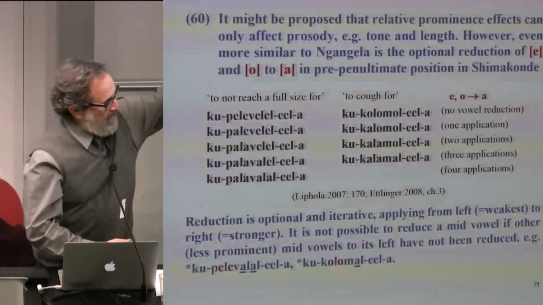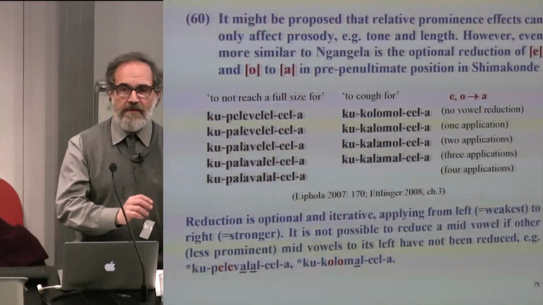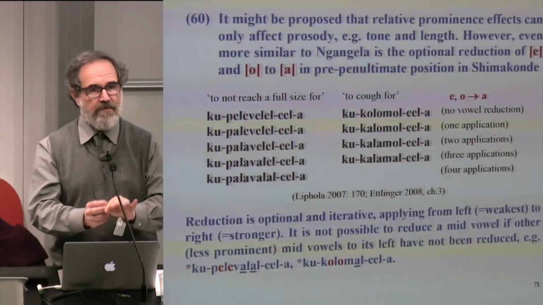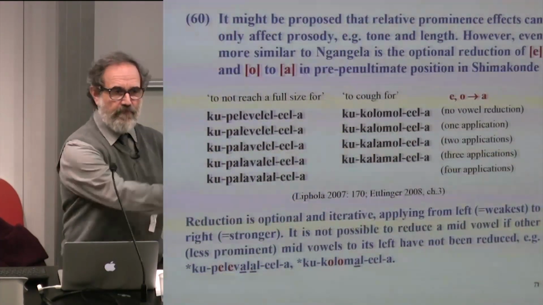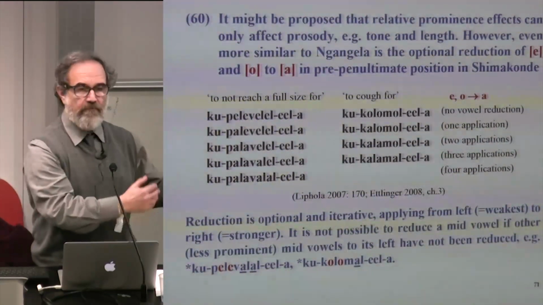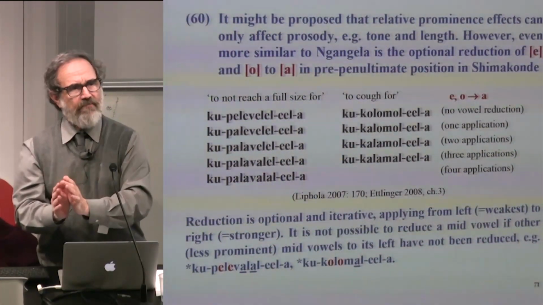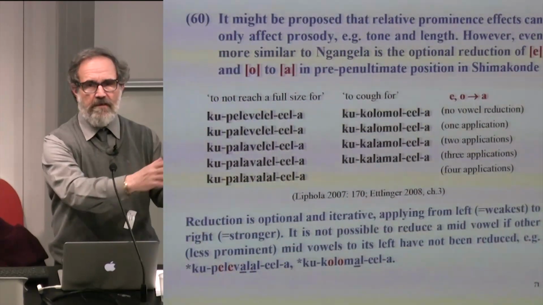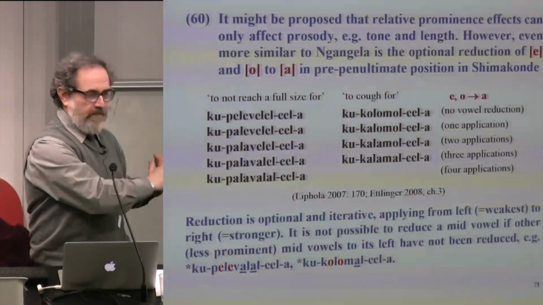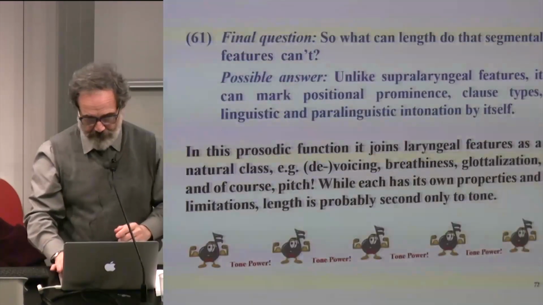It's sort of a scale like that. And it's saying you can't reduce E or O to A in a stronger position unless you also reduce it in a weaker position. And further away from the penult is weaker, so you've got to start there. So that ties in with the length facts from Ngangela. With the penult being the prominent position, you can only get earlier long vowels if they are all long going up to the penult.